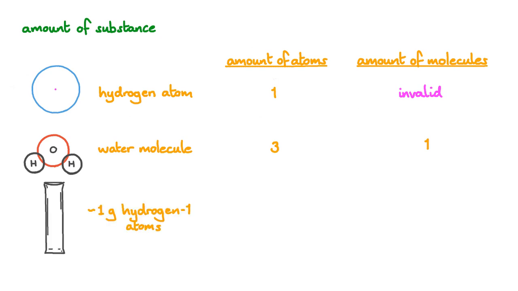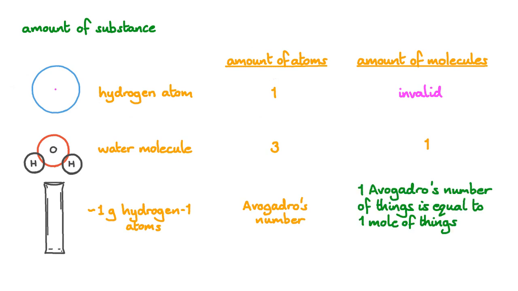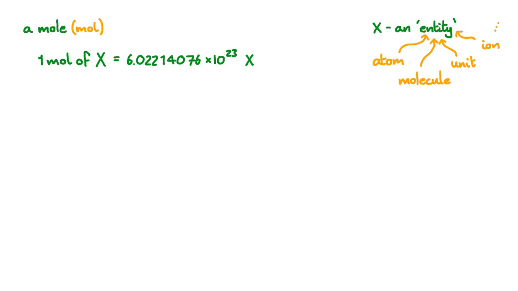Avogadro's number comes in useful when we're talking about large amounts. An Avogadro's number of hydrogen 1 atoms has the mass of about 1 gram. And chemists invented a new unit for amount of substance, which is called the mole. 1 Avogadro's number of things is equal to 1 mole of things. A mole is simply a group of things. It's an Avogadro's number of atoms, ions, molecules, any kind of chemical or particle. When we talk about these things in general, we call them entities. The abbreviation for a mole is mol.